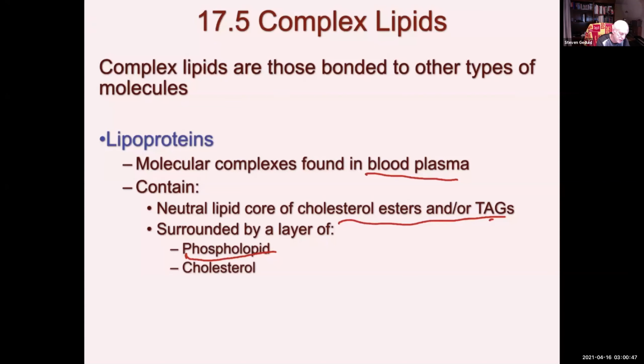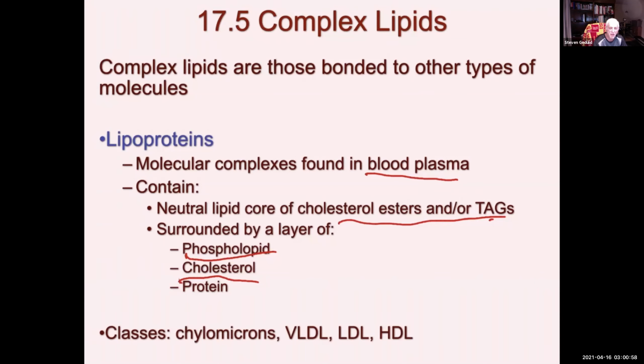And cholesterol, that's your cholesterol ring. That is non-polar, it's hydrophobic. And protein, that's what makes it a lipoprotein. There are different classes of these lipoproteins. There's chylomicrons, there's VLDL, there's LDL. And there's HDL. Okay. VLDL stands for very low density lipoprotein. LDL stands for low density lipoprotein. HDL stands for high density lipoprotein. Okay.